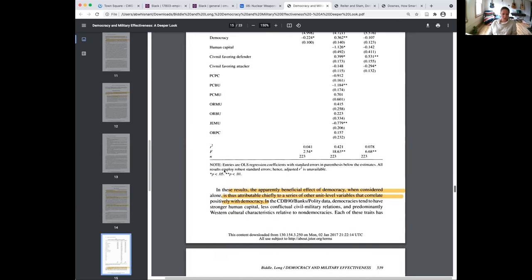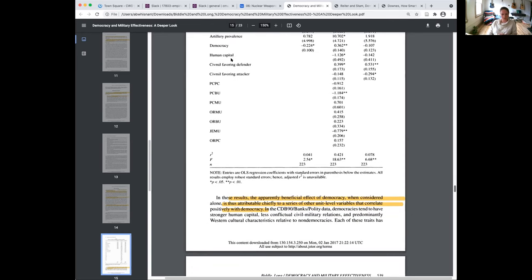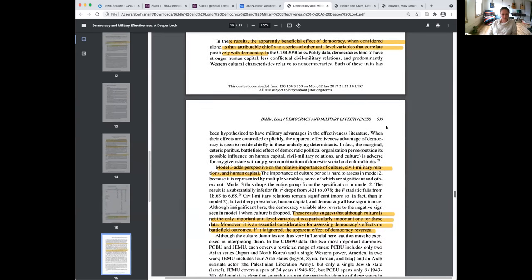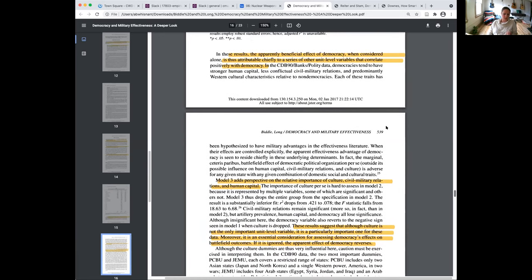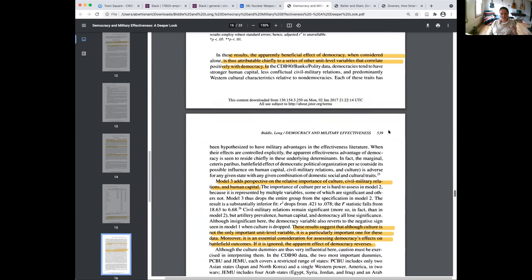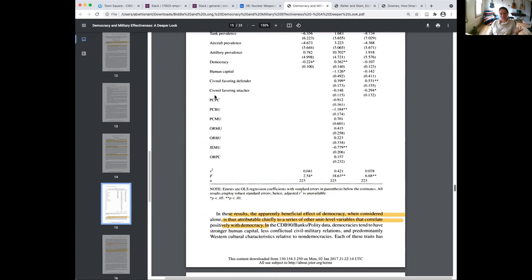So their results confirm initially the literature saying that democracies do have a beneficial effect on battle outcomes. But the three variables that they introduced have a much stronger effect than just the regime type. And in fact, if you add in these three variables, it actually switches the sign of the regime type, which was interesting. So their explanation there was the causal difference between: is democracy causing better civil-military relations and human capital, or is it the human capital and civil-military relations that's causing the democratic regime that then affects the war outcome.